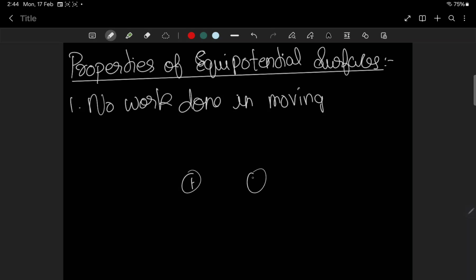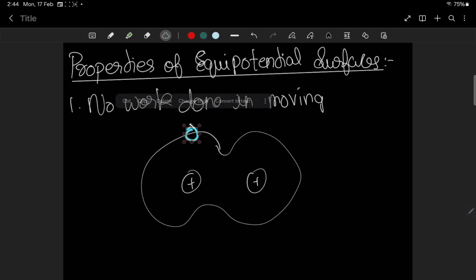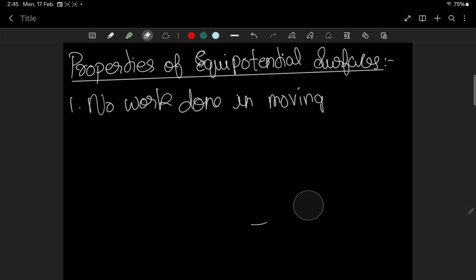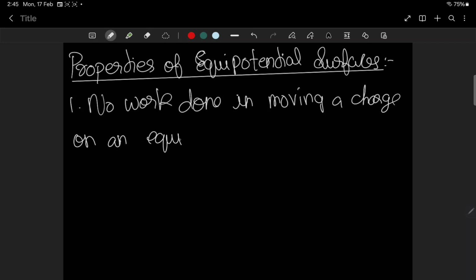Look, if I am having two positive charges and this is an equipotential surface for them, I am taking a charge and moving it along this equipotential surface like this. Is there any work done? No. Very simple to move the charge. But if I want to move the charge to here, work should be done. To here, work should be done. To here, work should be done. But here, is any work needed? No, because it's an equipotential surface. So no work is done in moving a charge on an equipotential surface.